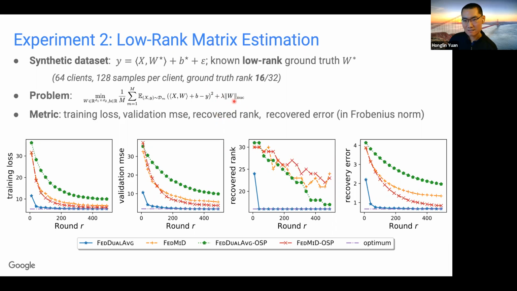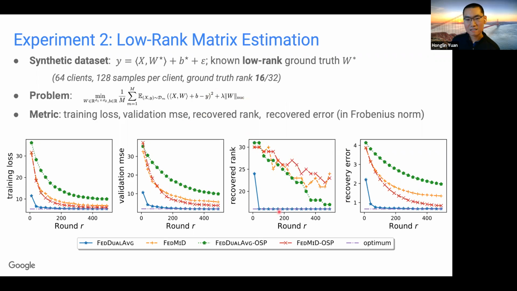And the reason that this nuclear norm is reasonable is because the proximal step of the nuclear norm reduces to the singular value thresholding. There are other more efficient ways to do this, but we mostly focus on this soft singular value thresholding for simplicity, because this is the oracle we are studying for this work. For the metrics, we evaluate the training loss, validation MSE, recovered rank, and recovery error in Frobenius norm. And we also compute the optimum, which can be obtained by solving this with a deterministic solver.